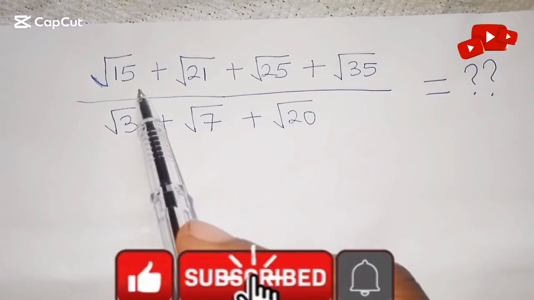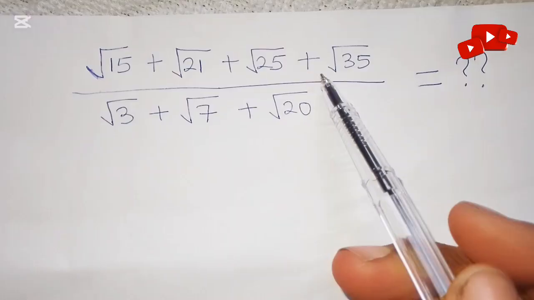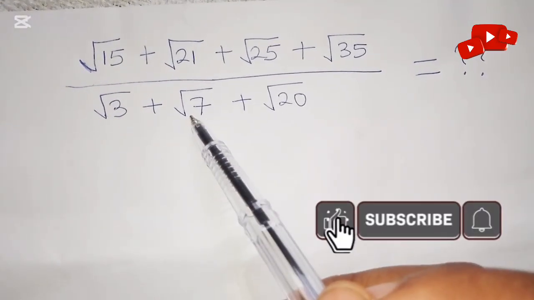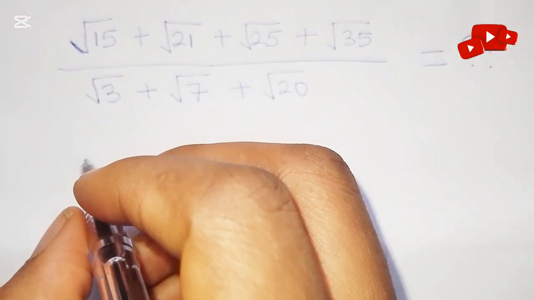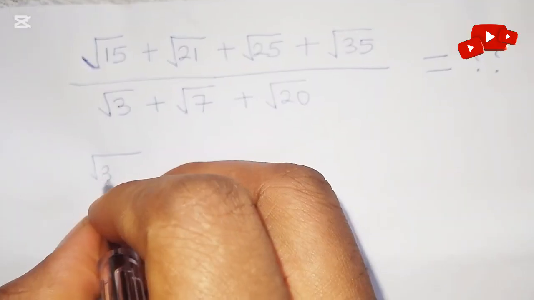So we have this question: square root of 15 plus square root of 21 plus square root of 25 plus square root of 35, all over square root of 3 plus square root of 7 plus square root of 20. Now let's solve this. First thing we're going to do is split them open.